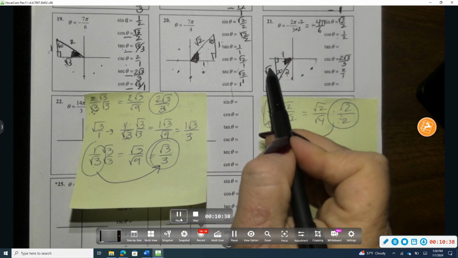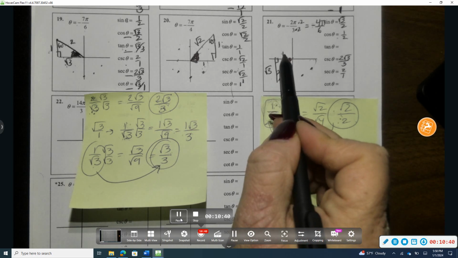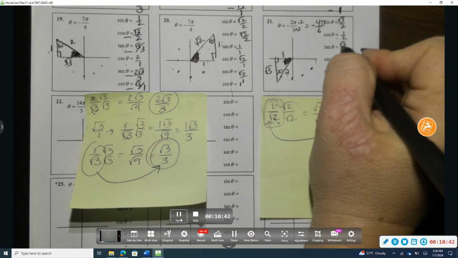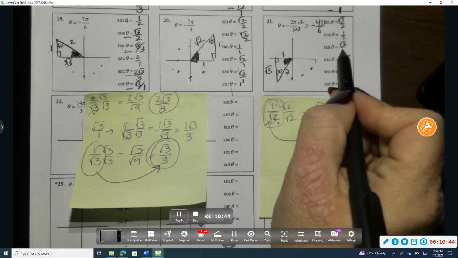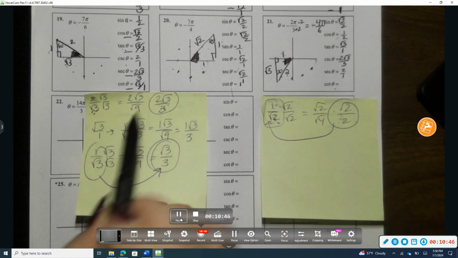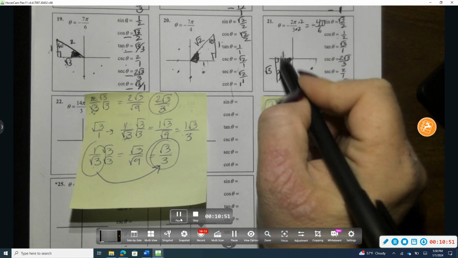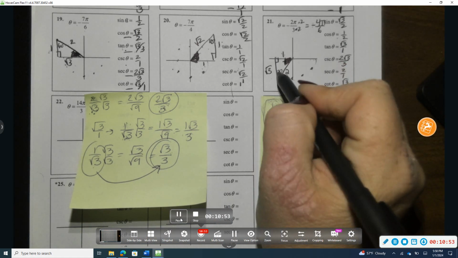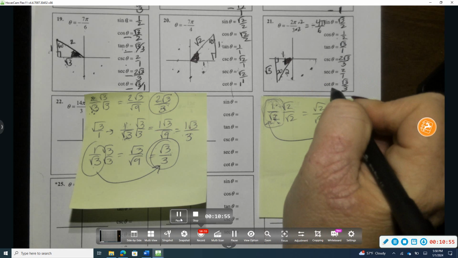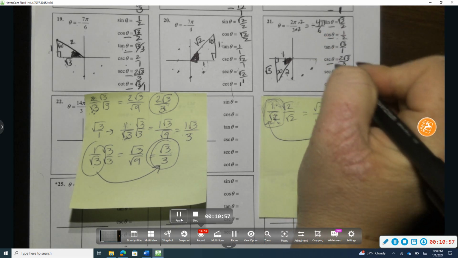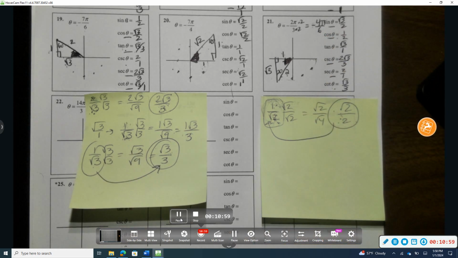Tangent is going to be opposite over adjacent, so radical 3 over 1. Now radical 3 over 1, when I flip it for the cotangent, will be 1 over radical 3, and rewritten as radical 3 over 3. This is in quadrant 3, all-star trig, so only tangent and its reciprocal are positive. Everything else gets a negative. Let's look now at 22.